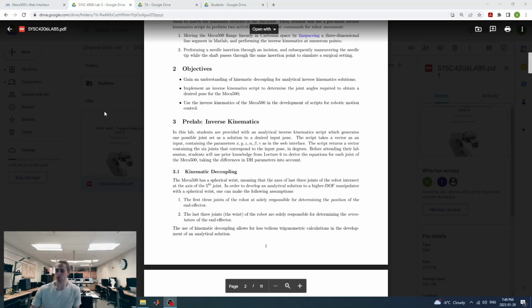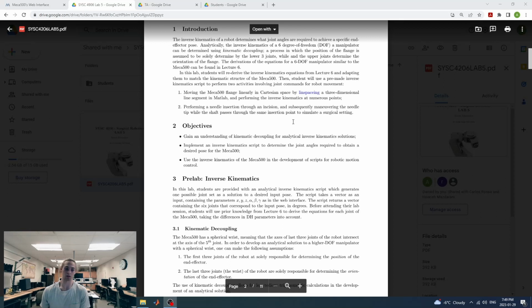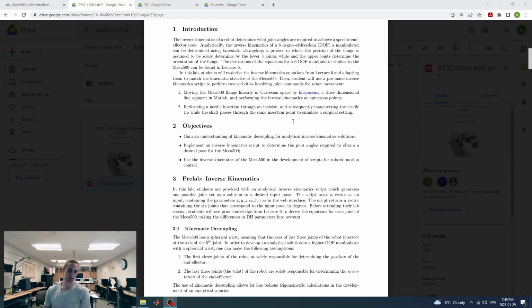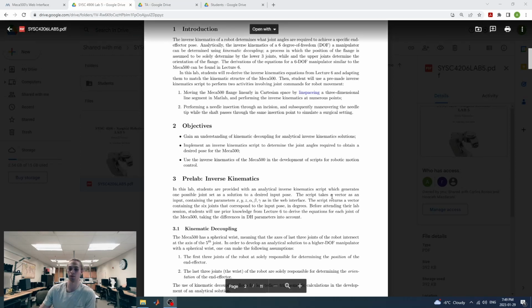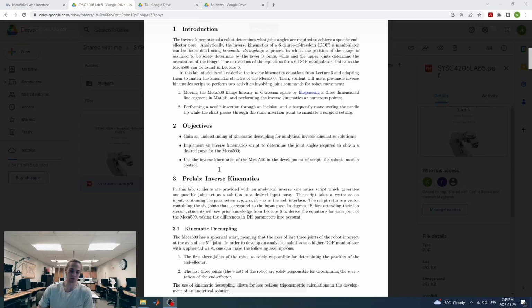Okay, welcome to Surgical Robotics Lab 5. In this one, we're going to be learning about the analytical inverse kinematics for the robot. And then we'll be using that to operate through a constraint with the robot holding a surgical needle. So the goals of this lab are to understand the trigonometry and linear algebra that goes into the analytical inverse kinematics. And then we can leverage that to make our own specialized motion commands.